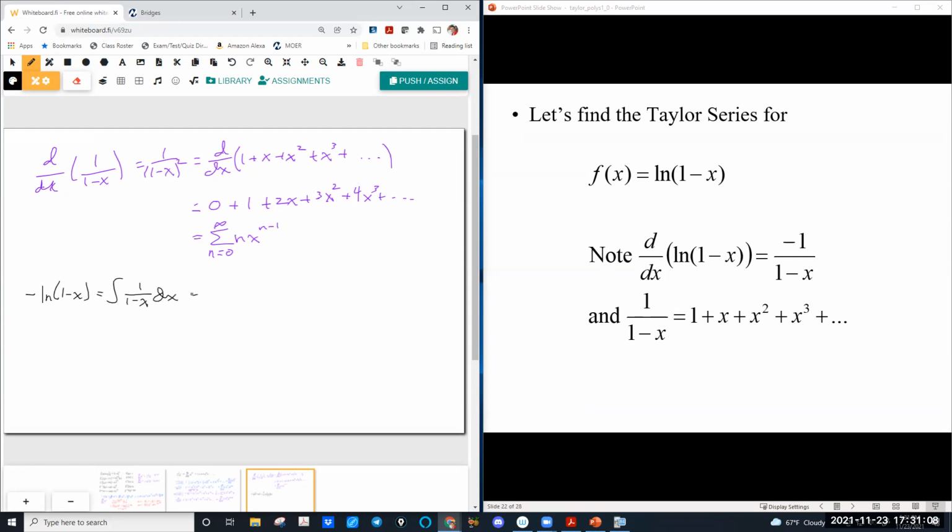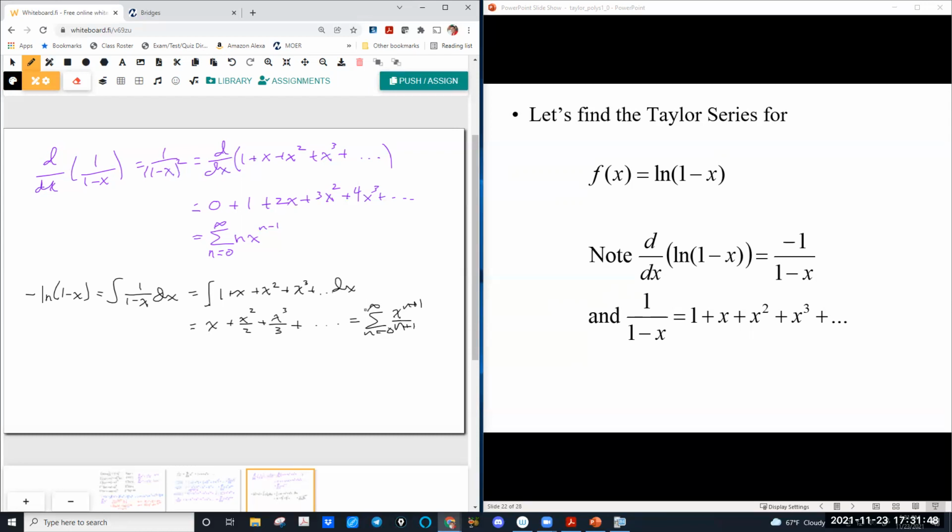And this is basically what we did in the other problem. My apologies for getting them backwards. It's the antiderivative of 1 plus x plus x squared plus x cubed plus dot, dot, dot dx. And this is going to look really similar to what we did before. So we're going to have x plus x squared over 2 plus x cubed over 3 plus dot, dot, dot. And that, as we saw before, gives us the sum of x to the n plus 1 over n plus 1 from n equals 0 to infinity.